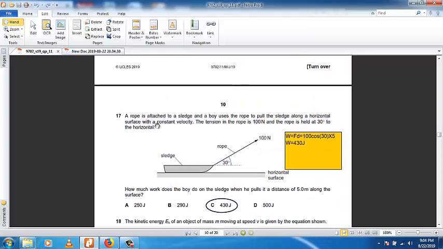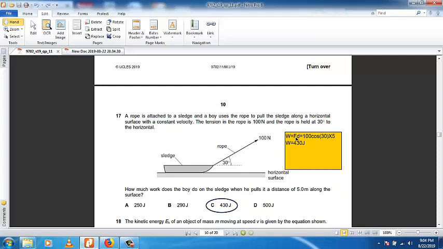0.961. Question number 17, a rope is attached to a sledge and boy uses the rope to pull the sledge along a horizontal surface with a constant velocity. The tension in the rope is 100 newton and the rope is held at 30 degree to the horizontal. How much work does the boy do on the sledge when he pulls it a distance 5 meters along the surface? That's a simple question.